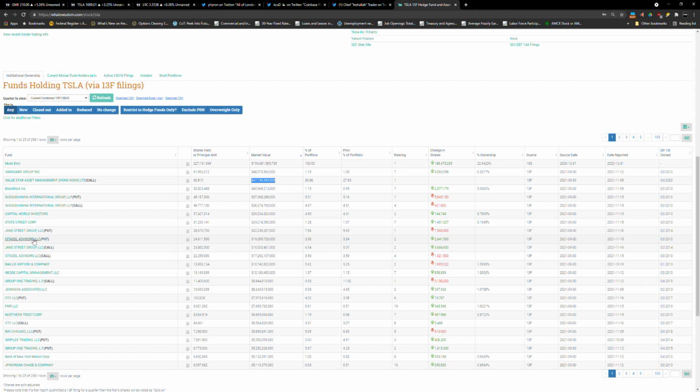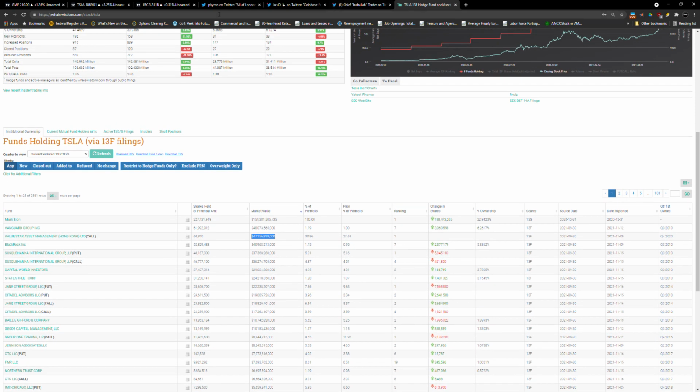Citadel also has puts now. They have calls, but they have more puts than calls. Interesting. So the point is, somebody needs Tesla up, is what it seems like. Hong Kong. Interesting.